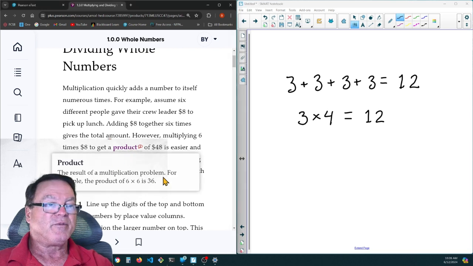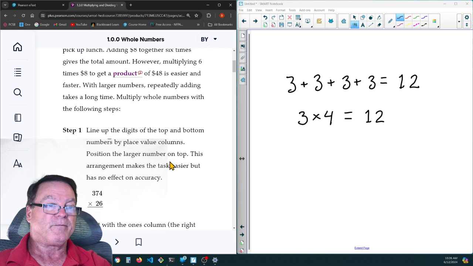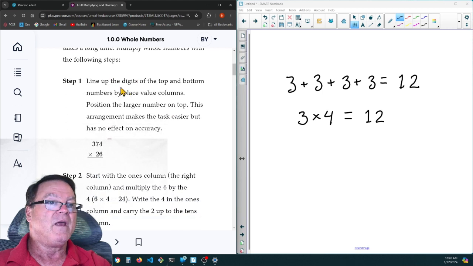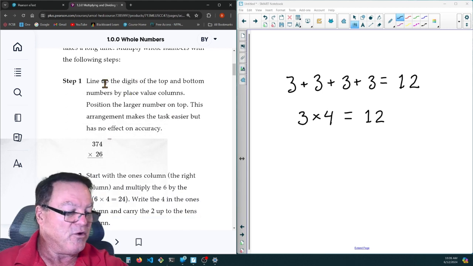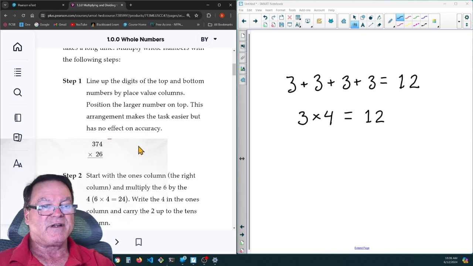Product is the result of a multiplication problem. For example, the product of 6 times 6 equals 36. The product is 36. Product is the result of doing the multiplication. So what we want to do when we're doing multiplication is line up the first digits, top and bottom, position the larger number on top. This arrangement makes the task easier but has no effect on accuracy.